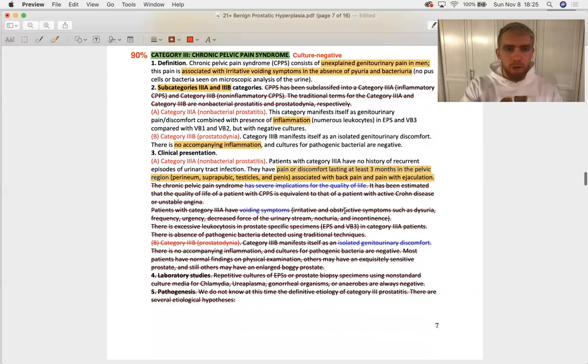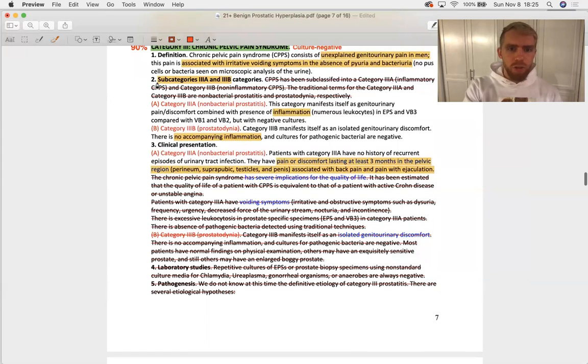That's it. So chronic pelvic pain syndrome is culture-negative chronic prostatitis. Unexplained GU pain in men associated with irritative voiding symptoms. And it's got 2 subcategories. Category 3A means there's inflammatory response. There's immune cells within the samples that you get in the EPS and the VB3 jars. And then category 3B means that when you look at it, you don't even see immune cells. When you look at the urine, you don't see any leukocytes.